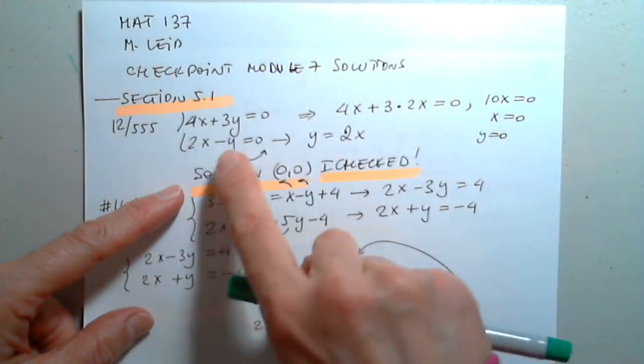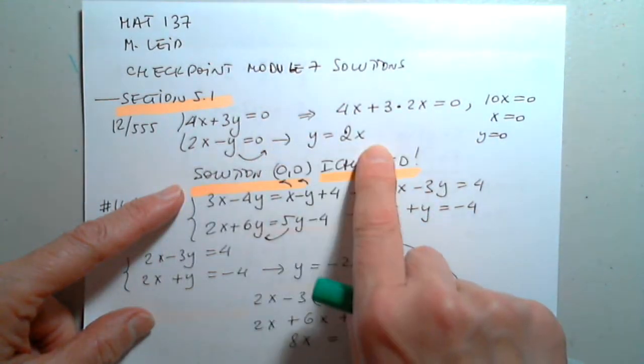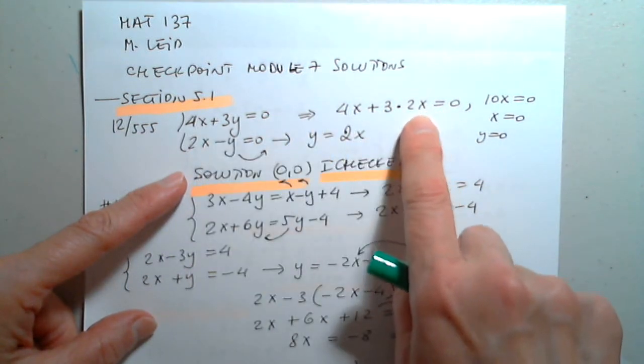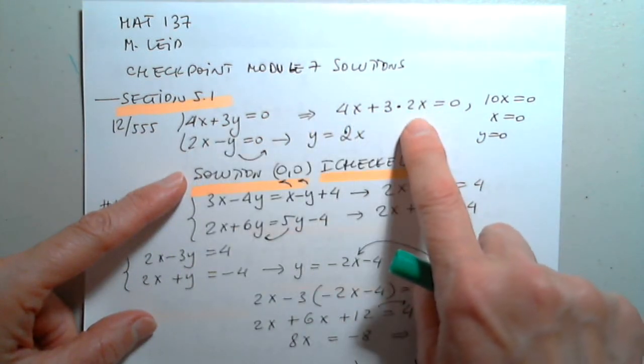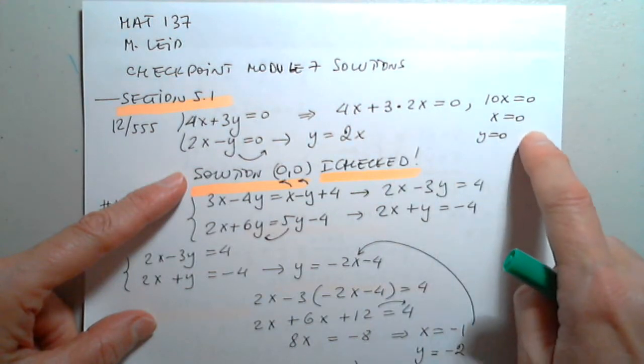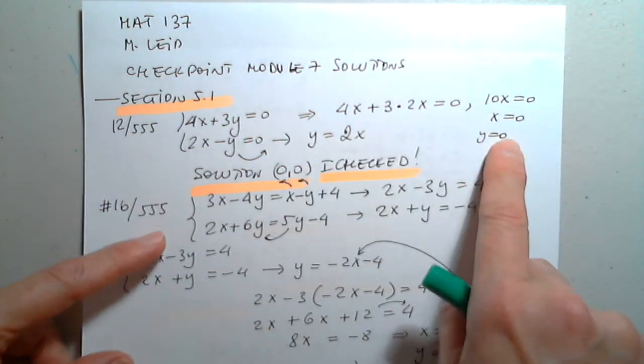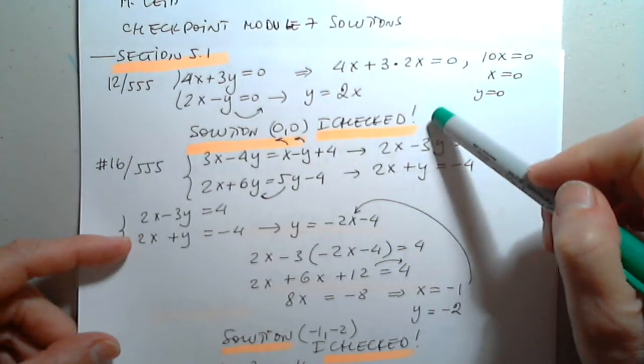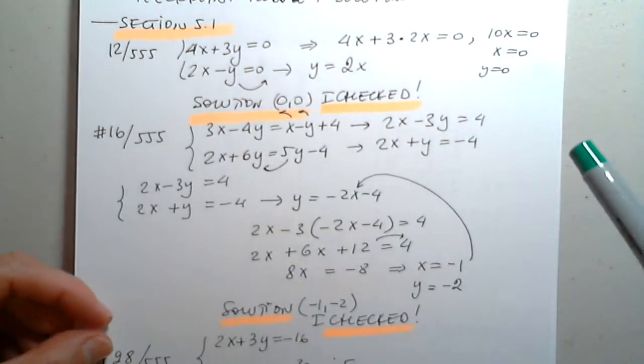So I move y to the other side, so y equals 2x, and I plugged it in as 4x plus 3 times 2x. So 4x plus 6x is 10x, x equals 0. Go back: x equals 0, y equals 0, and this is the solution, and I checked. We always check back in the original problem.